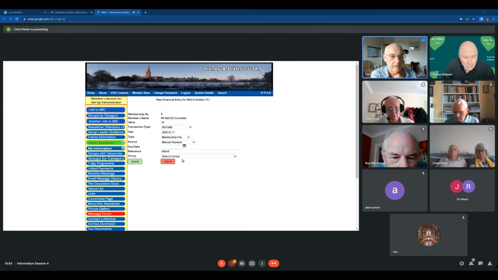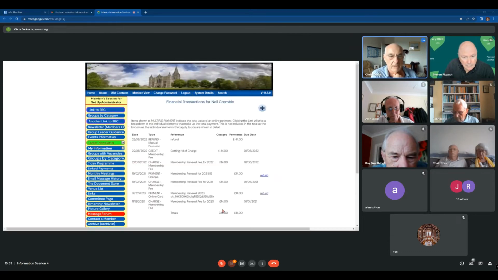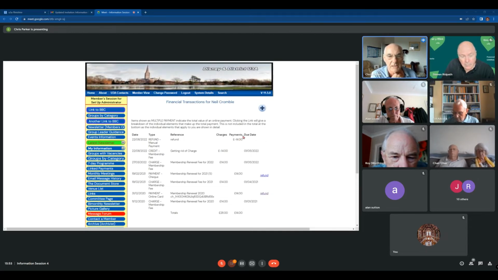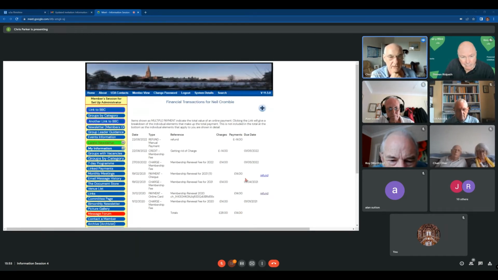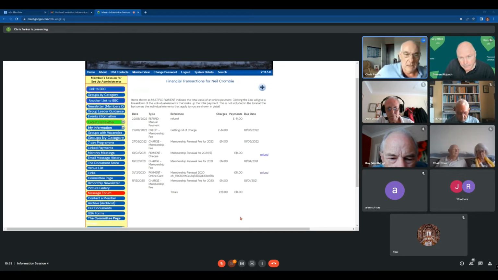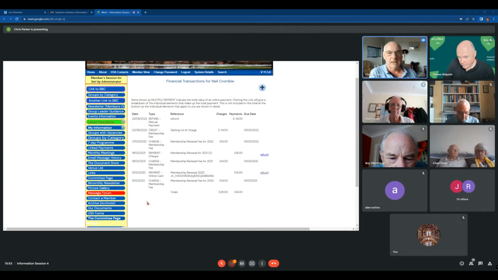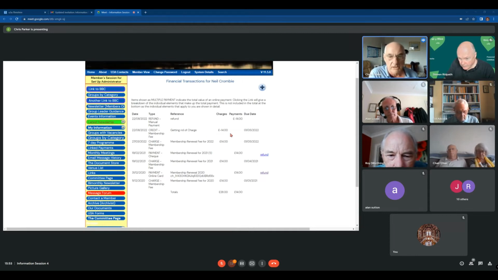And then select the group membership and okay. So now you get a 14, because you've gone refund, then it puts the minus 14 in the payments column. So now again you're back owing money again, because you've given money. So that's the way in which you actually put in transactions.